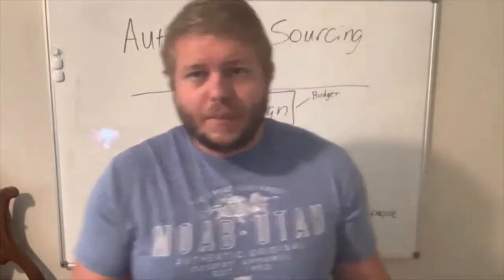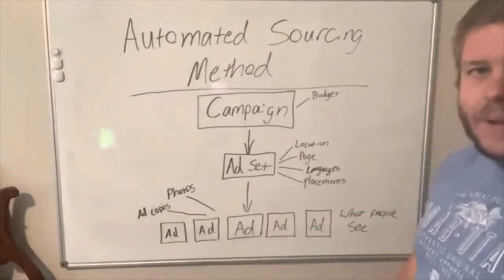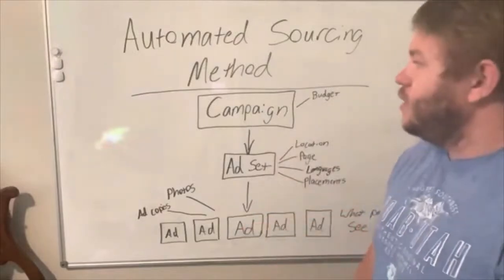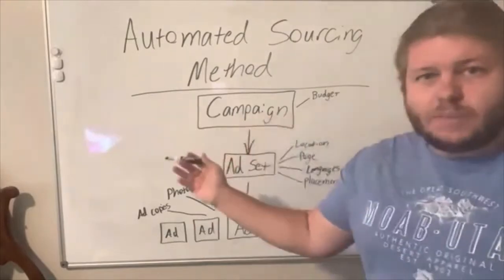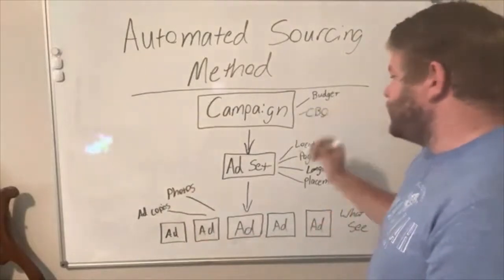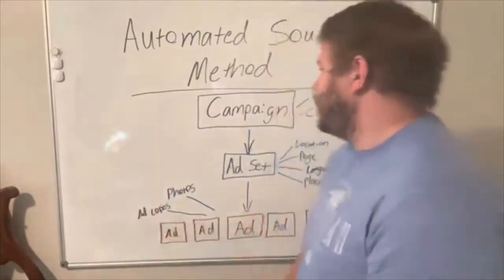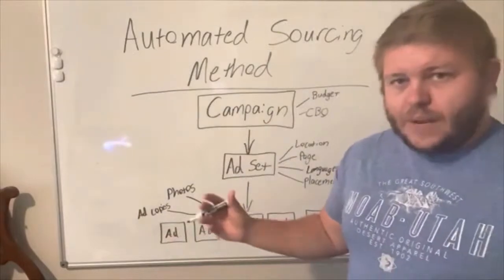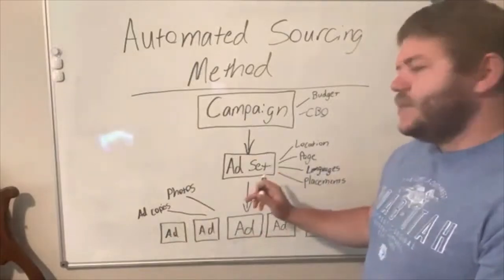So let's go over the automated sourcing method. All right, so in every paid ad campaign, what you have is you have a campaign, you have an ad set, and then you have ads, okay? So the campaign usually controls the budget, the way I do things, and it's controlled by CBO, which is Campaign Budget Optimization. I think it's called something different now. You'll see it on the computer, I'll just press it and turn it on. But the campaign is kind of what controls the budget here, and it controls how much you spend per day, essentially.